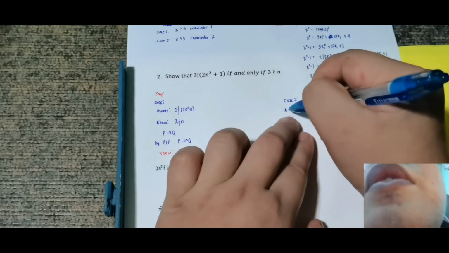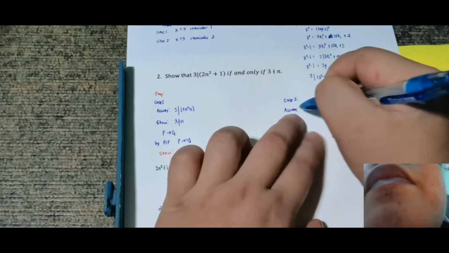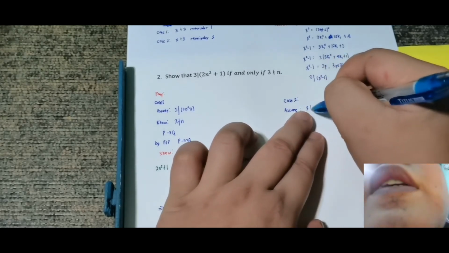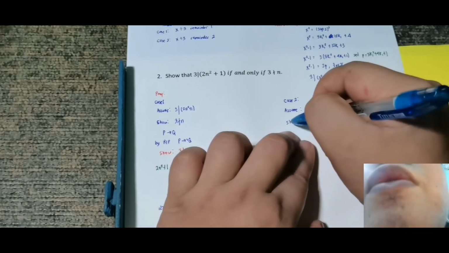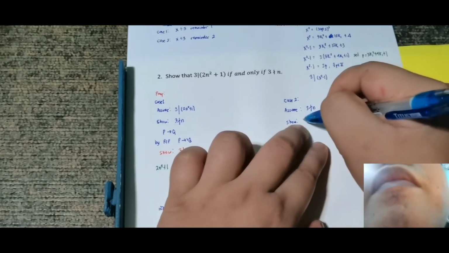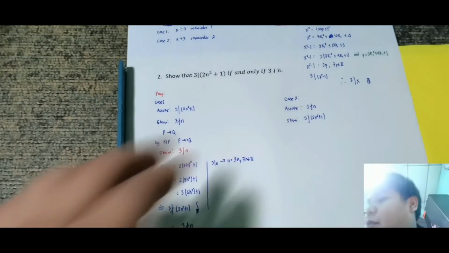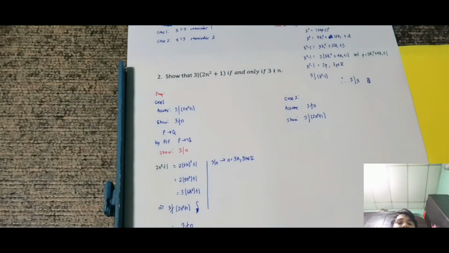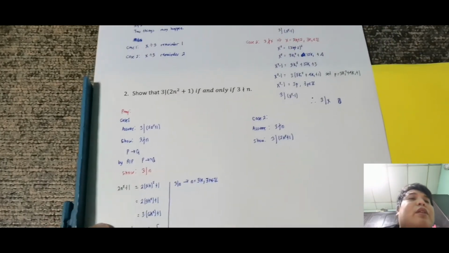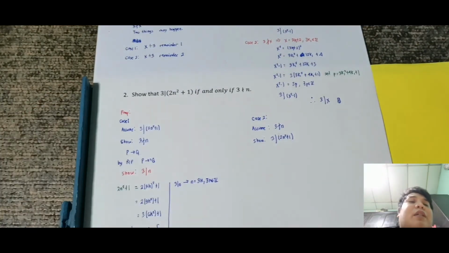So, baliktad yung assume, no? So, assume that 3 does not divides n. Show that 3 divides 2n squared plus 1. Okay, so I think ito pwede na yung ginawa natin kanina. Na to, since 3 does not divides n, may dalawang case na mangyayari.